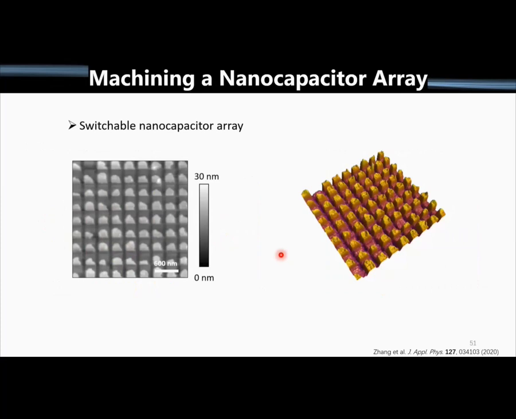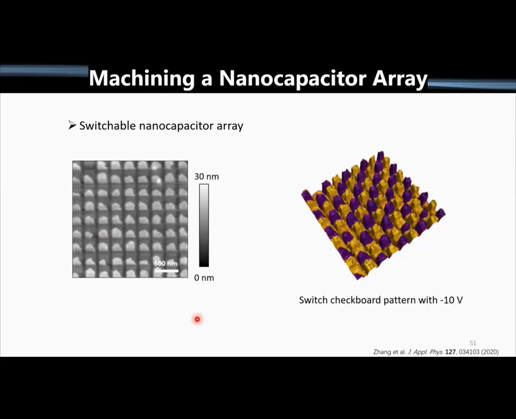Then we tried to see if we could make a nanocapacitor array. To carve the metal was a little bit more challenging because it has different mechanical properties, of course, than the bismuth ferrite. But this is one of the better examples that we had where we didn't completely delaminate the top electrodes, but we were able to make an individually addressable and switchable nanocapacitor array. You can see we switch it into a checkerboard pattern, and then we can switch it back. So we were happy with that result too.